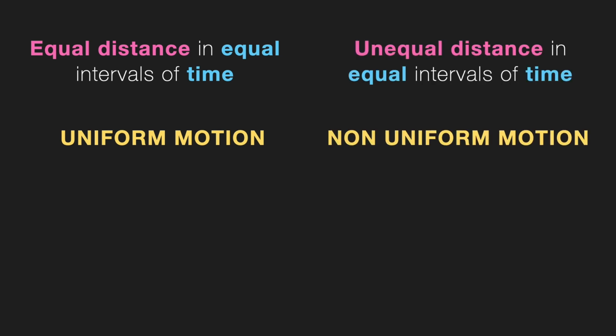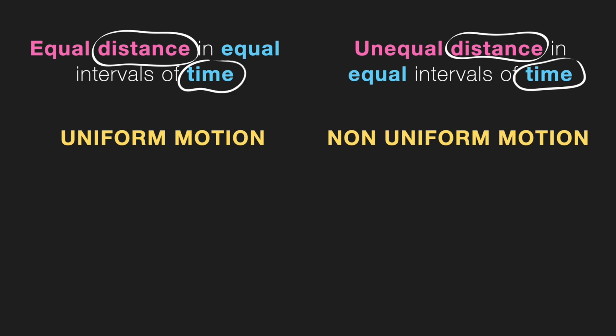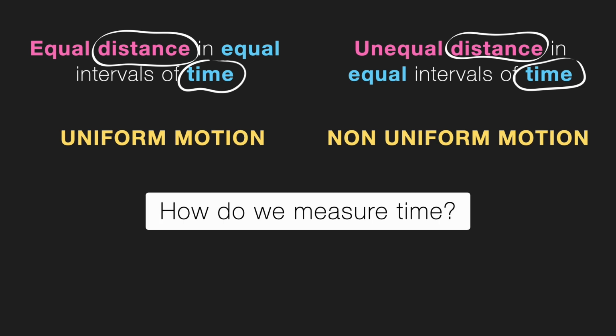Sounds simple enough, right? But here comes the question: how do we actually know whether a motion is uniform or non-uniform? For that, we need to measure two important factors. Distance, to see whether it's equal or unequal. And the most important one, yes, the time. Because only when we know both distance and time can we say whether an object is in uniform or non-uniform motion. So how do we measure time? Well, that's the crucial part of understanding motion. Time and distance go hand in hand.